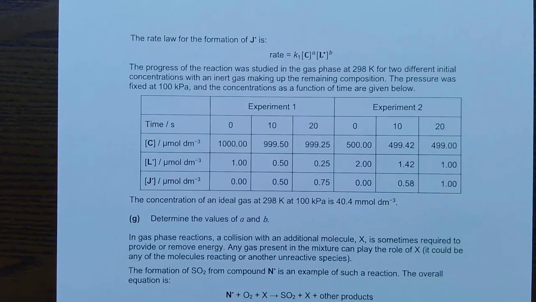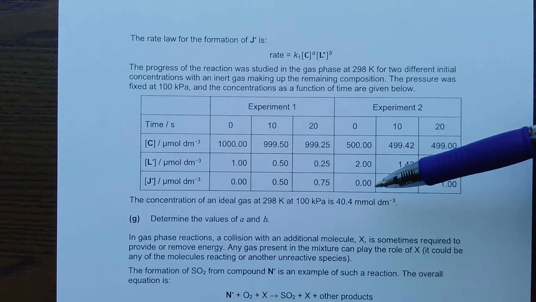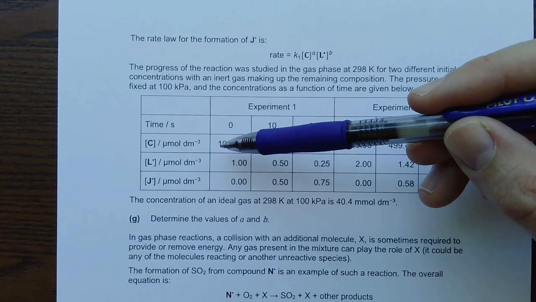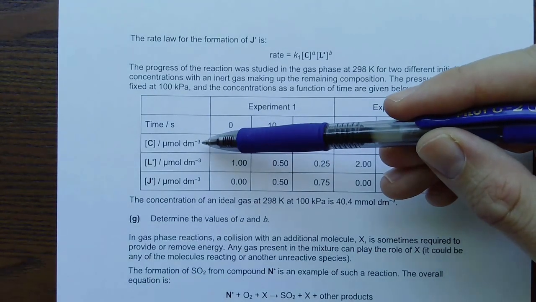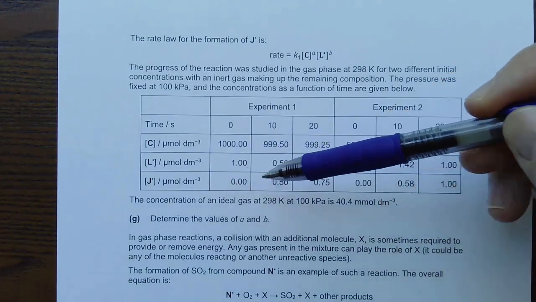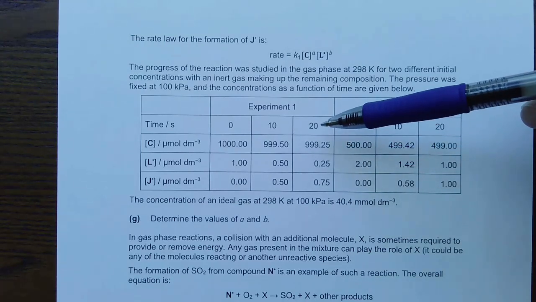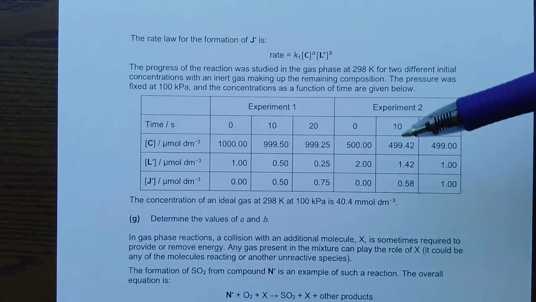Now, the really tricky part of this question is the fact that you're not given any combination of experiments where the concentration of 1 doesn't change. So between experiment 1 and experiment 2, the initial concentration of C changes. And between experiment 1 and experiment 2, the initial concentration of L also changes. So it's difficult to do an analysis where you're saying, okay, well, this one stays the same, the other one changes. How does the rate change? So we're going to have to look at something else.